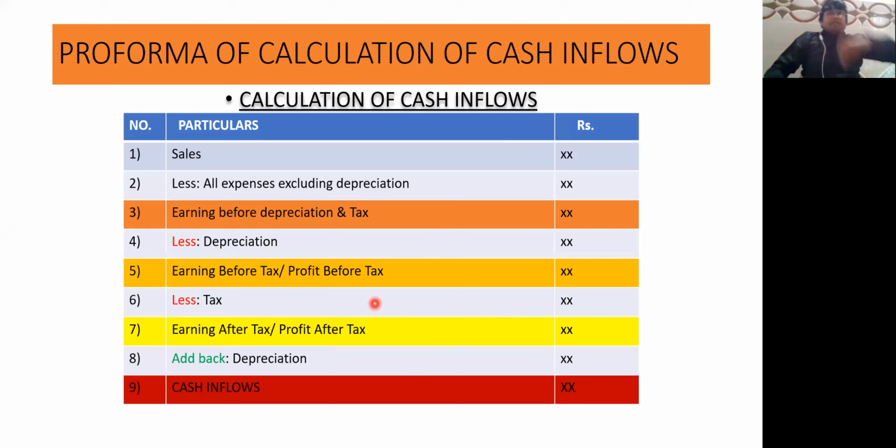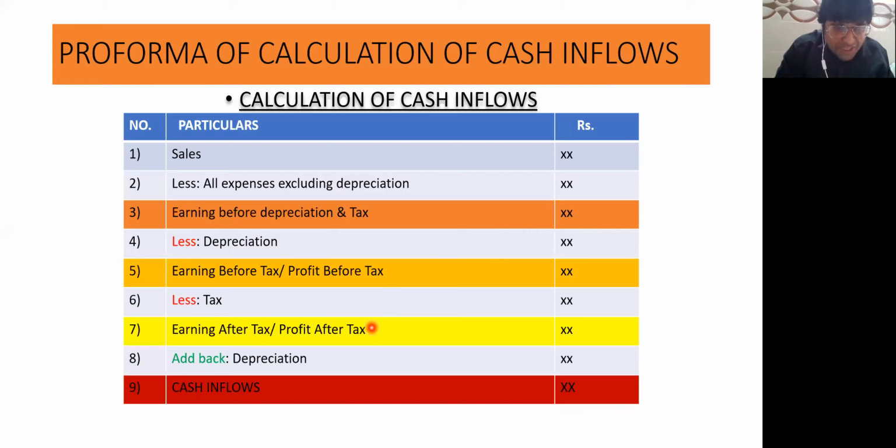So come on, now review it, revise it. Ek bar review karo. Sales, for calculating cash inflow: sales, then less expenses, all expenses excluding depreciation. Then you will get earning before depreciation and tax. Then less depreciation. Then you will get earning before tax or profit before tax. Then you have to deduct taxes, whatever the tax rate is. Then you will get earning after tax or profit after tax.